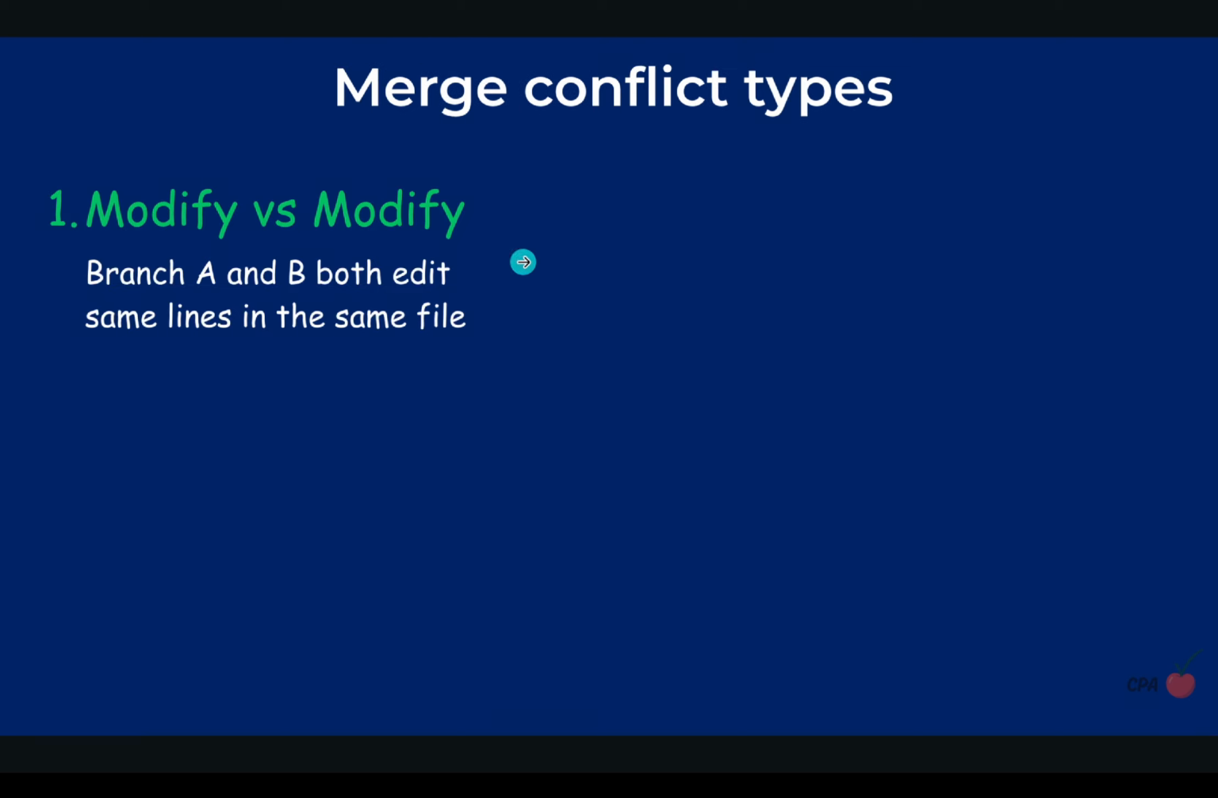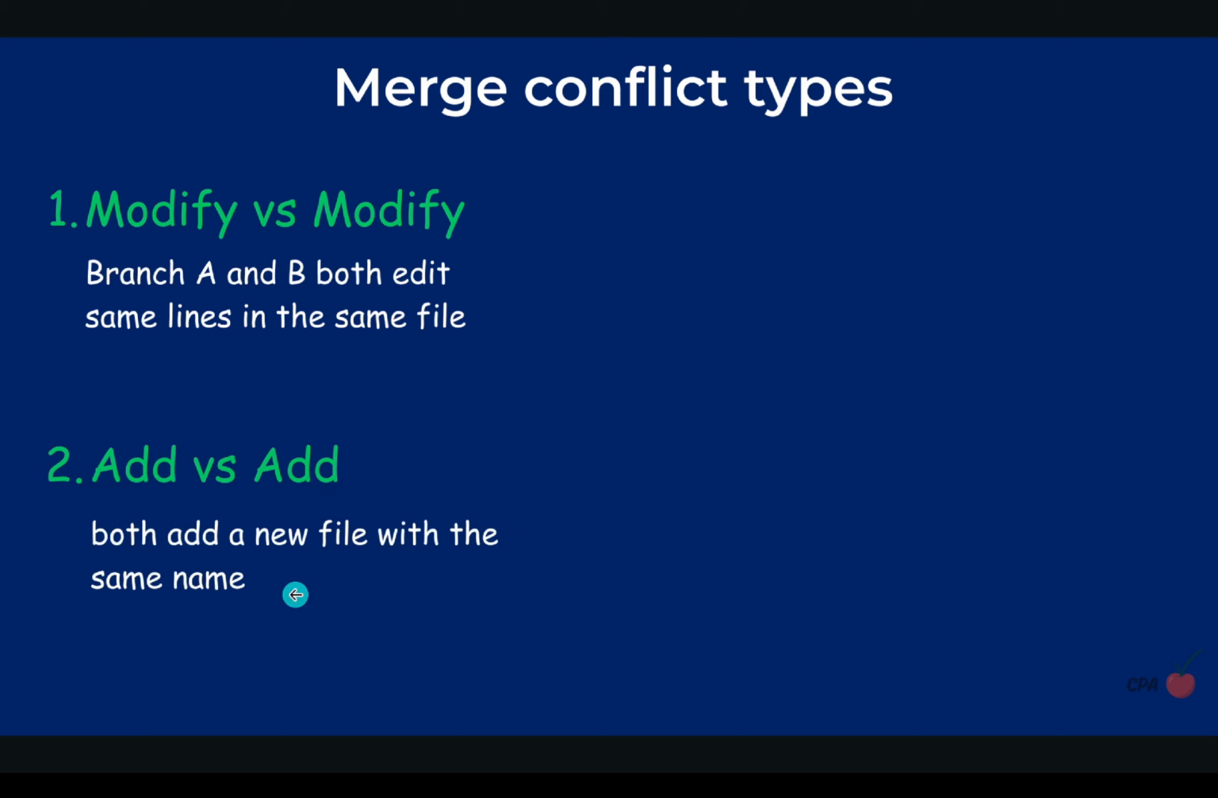Let's get started. So the most common type of Git conflict is when both of the branches change the same lines of the same file. In this case, Git doesn't know which version to keep, and that's why it raises a merge conflict and lets the user decide which version to keep. But this is not the only source of merge conflict.